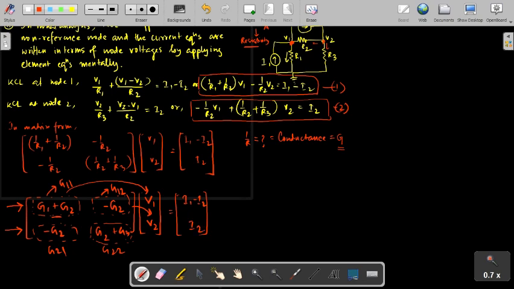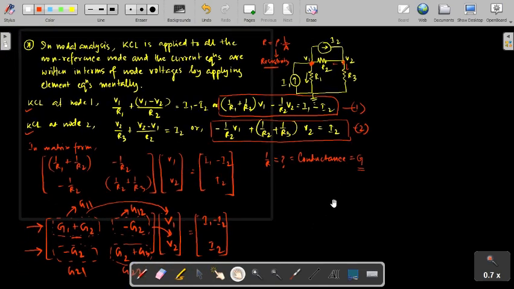So this way, without applying KCL to all the nodes, you can directly write it down. For writing it down, you have to go through the observations I have described while writing the equation in matrix form. Understood? So this is another way of writing the equations, nothing else.